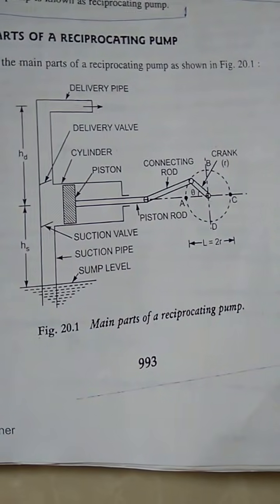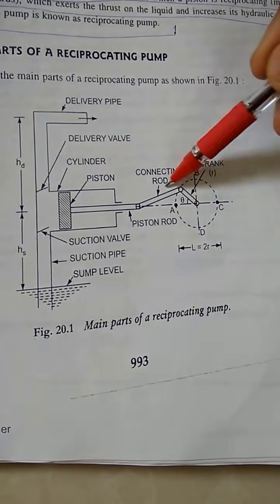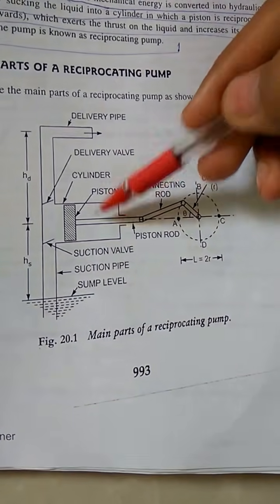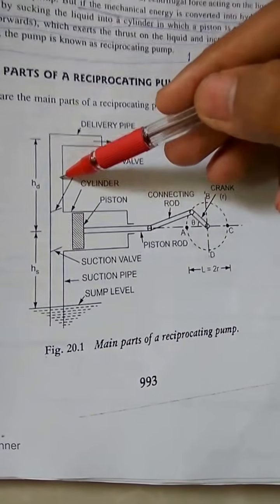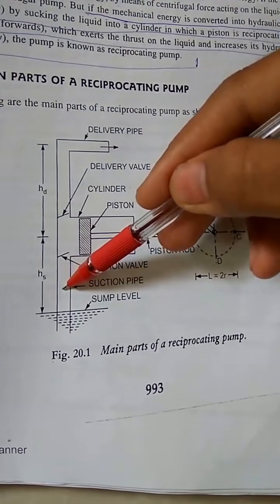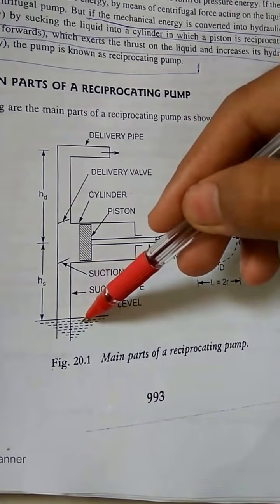This, my friend, is a reciprocating pump. It has a crank, a connecting rod, a piston rod and a cylinder assembly. This is the delivery valve and this is the suction valve and this is the sump.